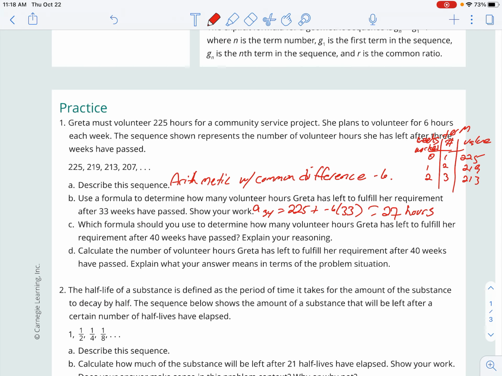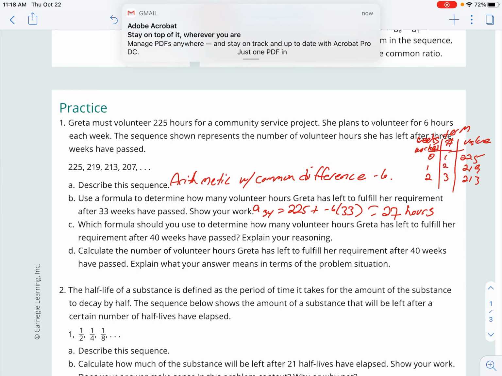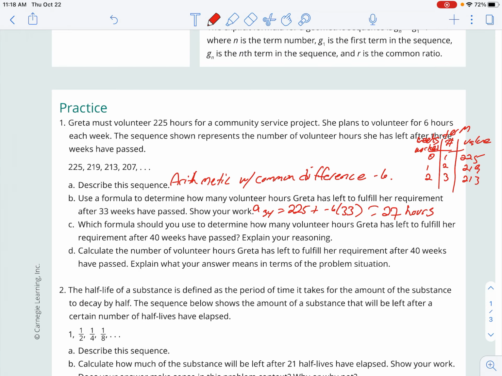Which formula would you use to determine how many volunteer hours she has left to fulfill her requirement after 40 weeks pass? And I would do the explicit formula here, again, like we did in part B, because to do 40 weeks, I would need to know where it is at on 39 weeks. I got to know the previous term, and I don't know 40 weeks. It's kind of quick to calculate, as they showed us here the first couple weeks, but when you start getting large, go to the explicit formula. So it's going to be the explicit formula.